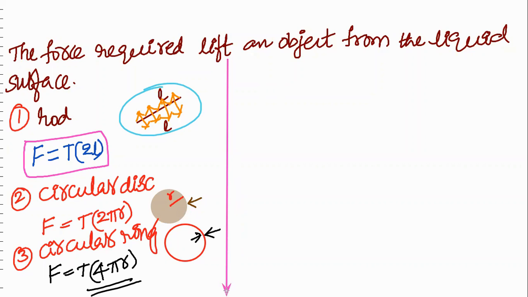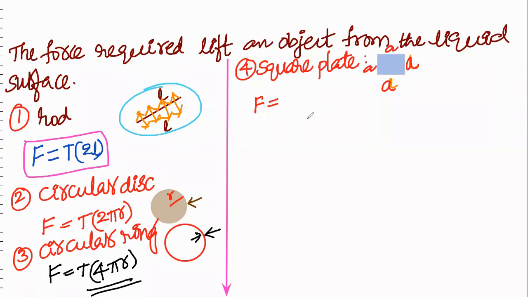Then square plate, if you want to remove it from the surface of the liquid, the force required to remove that square plate. This is that square plate, which we have to lift from the liquid surface. Then length L and L. The force required to separate that square plate: it will be 4 sides. Side length is taken as A. 4 sides will be there. F is equal to T into 4A.